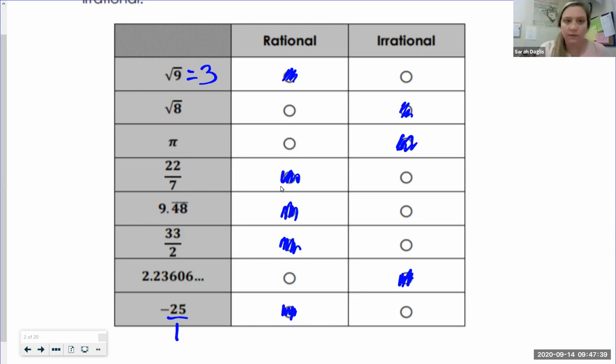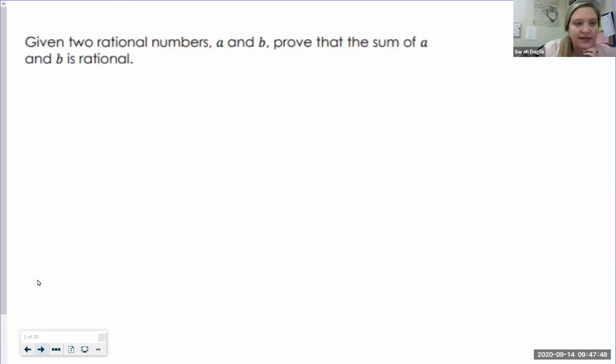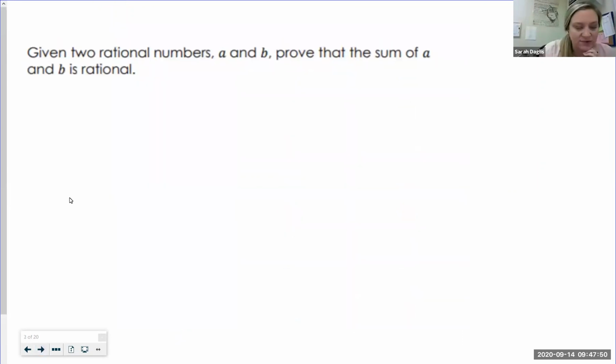Okay. I'm going to continue. All right, so here are some rules that they want me to prove.